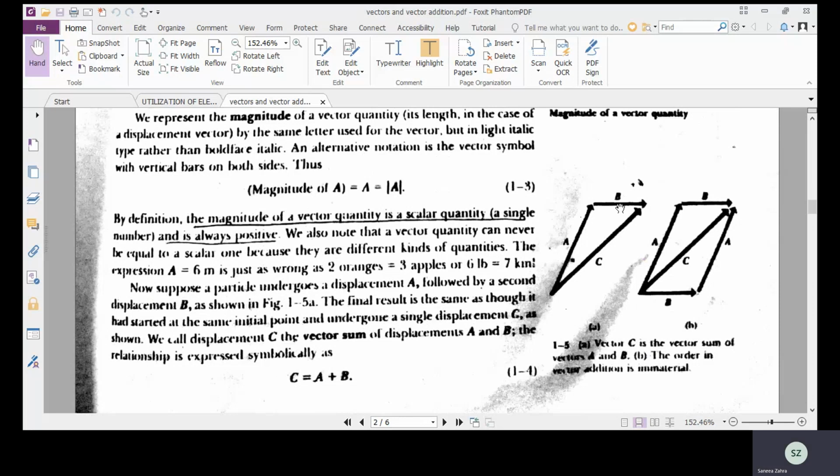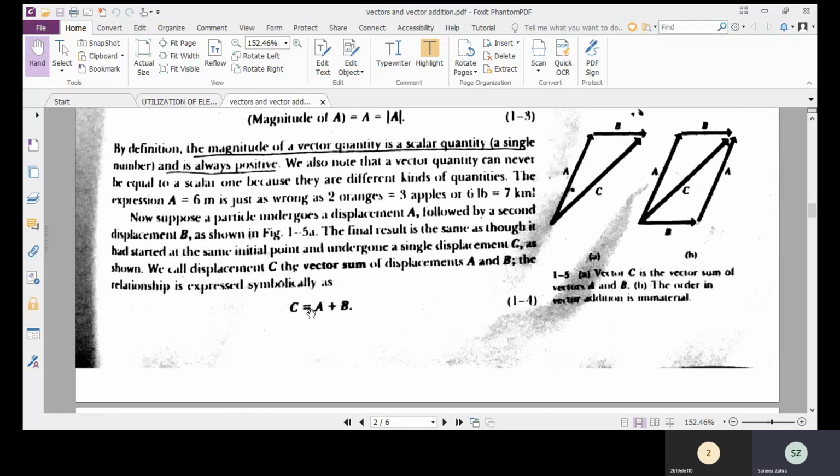Okay, we can further explain it by putting this B to this side and this A to this side, making a parallelogram, and then you will find a resultant in between that you have already read in your intermediate class. What I actually wanted to tell you is that C is basically the sum of A and B. This shortest distance means the sum of these two quantities. We call C the vector sum of displacement A and B. And the relationship is expressed as C equals A plus B.